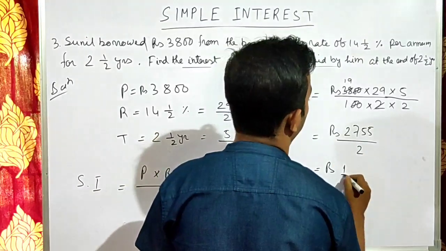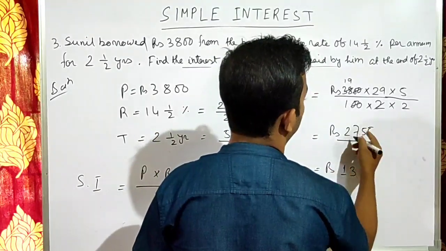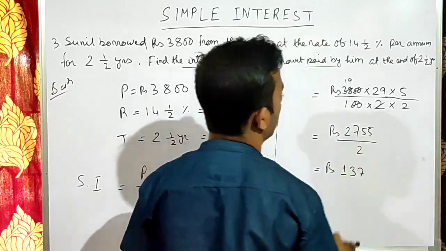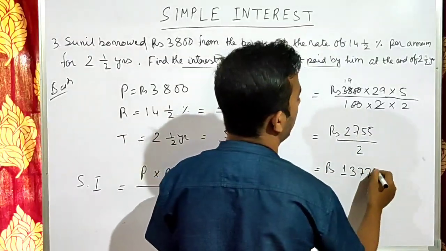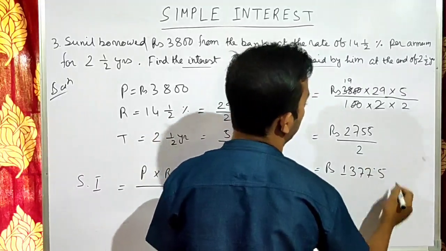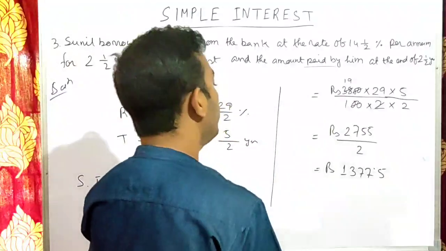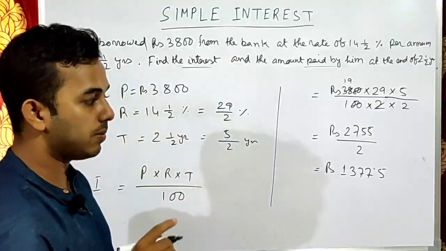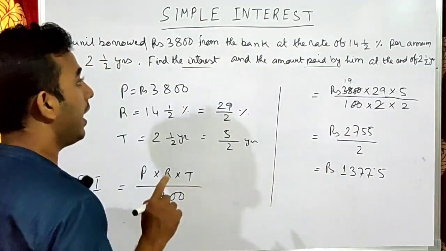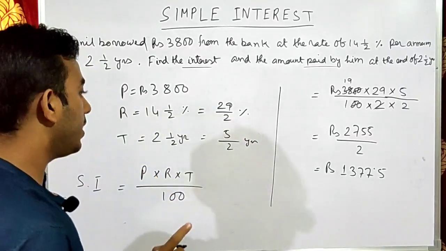2 into 1 is 2, 2 into 3 is 6, then 2 into 7 is 14, then 2 into 5 is 10, giving 1377.5. So 1377.5 is the interest. Now the amount paid by him will be what?